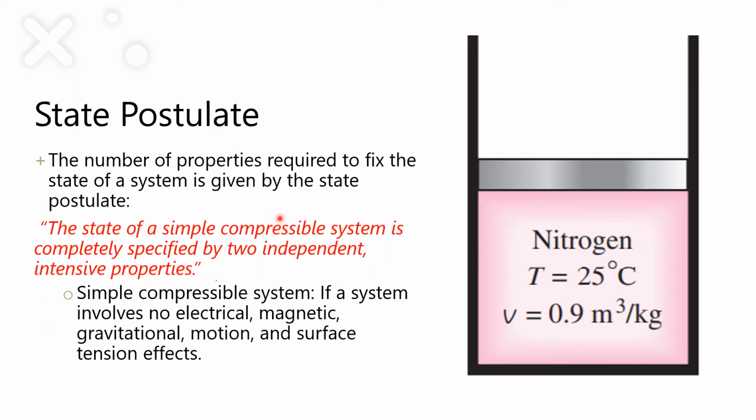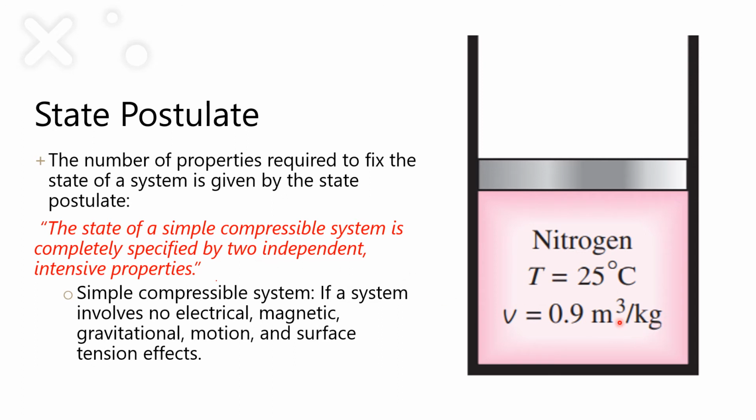As noted earlier, the state of a system is described by its properties. But we know from experience that we do not need to specify all the properties in order to fix a state. The state postulate requires that the two properties specified be independent to fix the state. The state of a simple compressible system is completely specified by two independent intensive properties. Two properties are independent if one property can be varied while the other one is held constant.